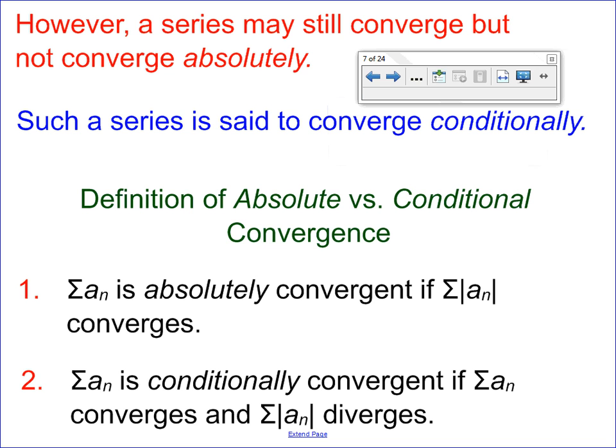A series is conditionally convergent if the series converges, but the series of the absolute values of the terms diverges. If it doesn't converge absolutely, but it still converges, it's called conditionally convergent. And we'll see that while that converges, it's just not as strong a case of convergence.